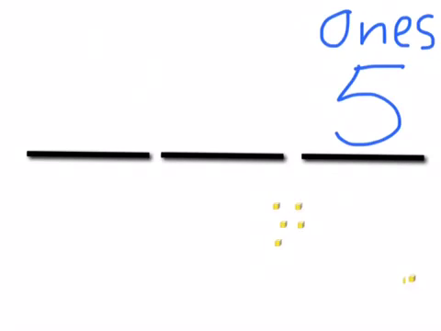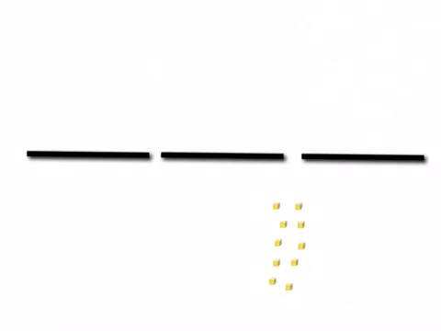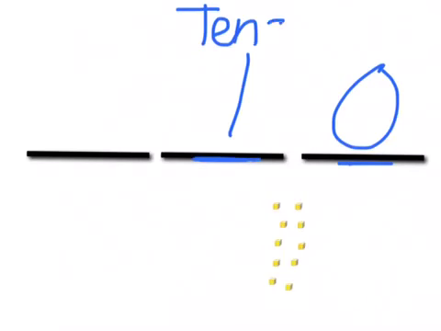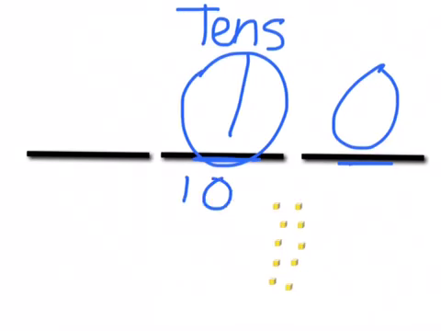Let's add some more counters now. We have 5, let's add to that 6, 7, 8, 9, 10. This is where it changes. We write the number 10 like this. So we have 1 ten and 0 ones. Okay, this is the 10, what we call the tens column. The value of the 1 here is not 1, the value is 10.